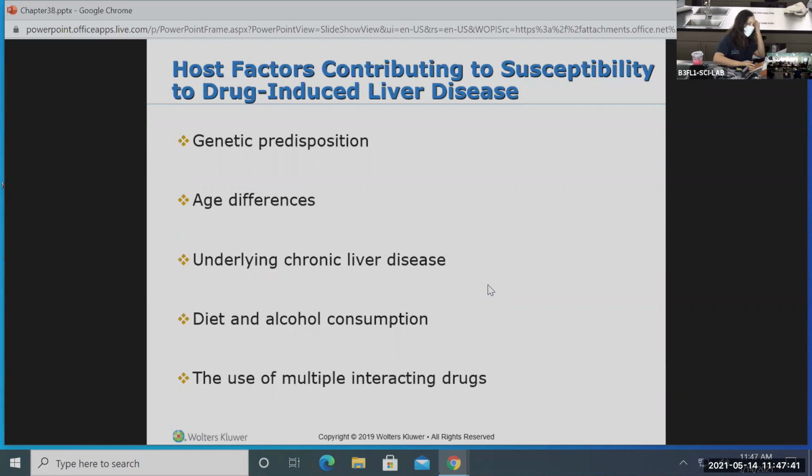It says host factors contributing to susceptibility to drug-induced liver disease. Maybe we are genetically predisposed, we are susceptible. Maybe my age causes liver-induced injury, or we do have underlying chronic liver disease, or my diet, or the alcohol consumption. Sometimes some medications are toxic to the liver. We have to know whether it is toxic to the liver or kidney or not. Those are very important.